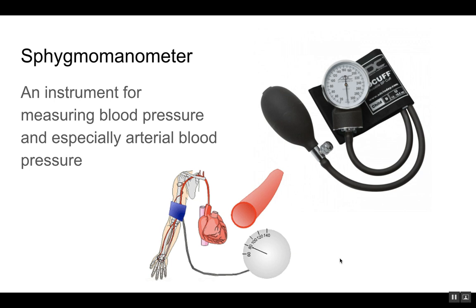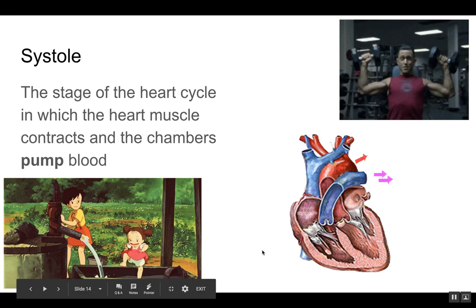We said it earlier. Sphygmomanometer. Say it again. Sphygmomanometer. It's an instrument for measuring blood pressure and especially arterial blood pressure. So again, you've seen this when you've gone to the doctor and they check your blood pressure. What it does, it squeezes and squeezes, and it helps them know how much blood pressure you have at that moment. Next word here is systole.